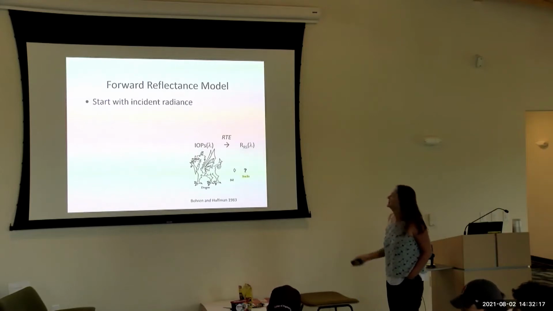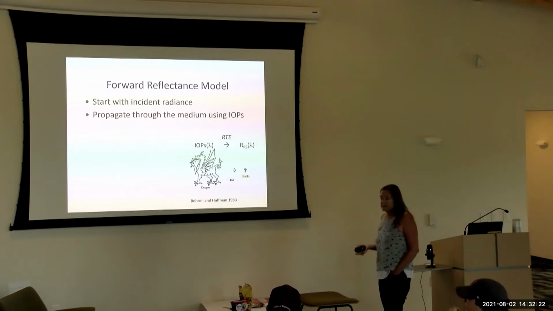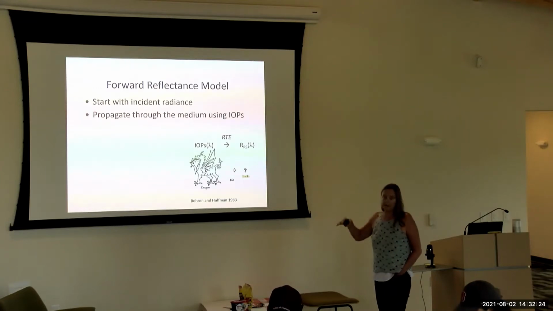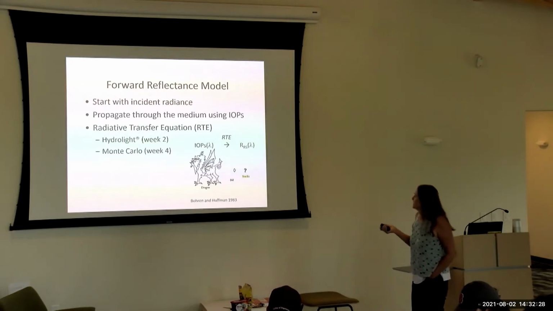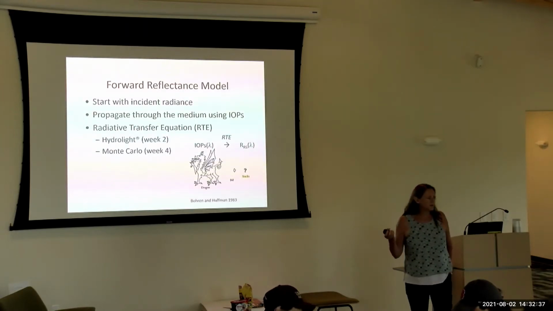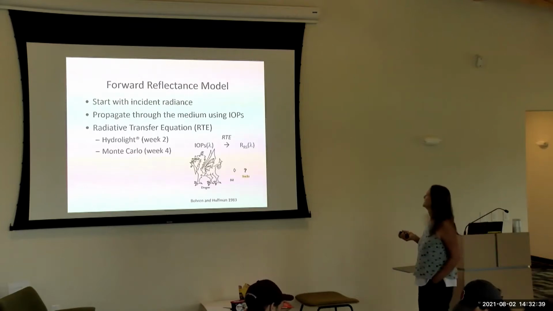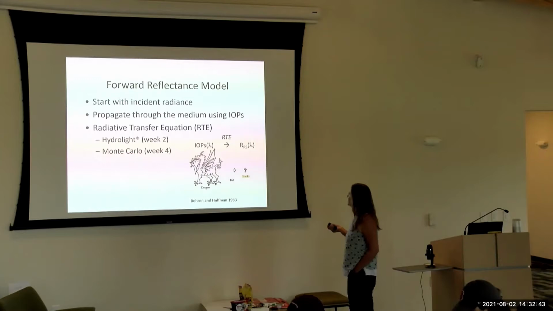All right, so we're going to talk about inverse reflectance models, but just to remind you what a forward reflectance model is: you start with the incident radiance, you propagate it through a medium using the IOPs for that medium, and you can use the radiative transfer equation to do this. You did Hydrolight last week and presented great data this morning. We're also going to do Monte Carlo, and that's going to be week 4 in the current schedule. So you start with radiance and you end up with the AOP.